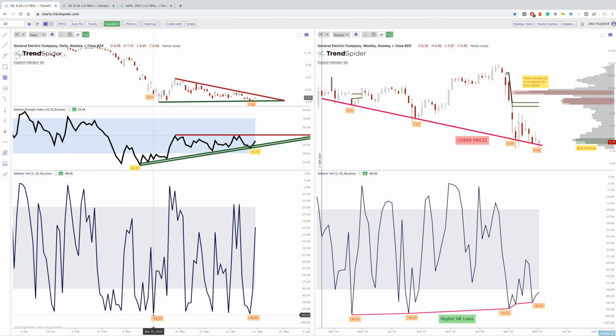And I mean mathematical divergence because we really have to go and actually compare the two values, not necessarily seeing it visually like we do on the RSI here. And what's really interesting about this is on the daily, you've got this ascending triangle on the RSI. Yes, you can use patterns on lower indicators, not just price.